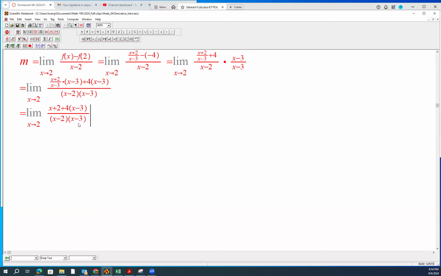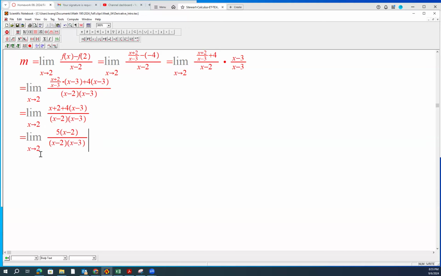And you might be thinking, can we directly substitute? And obviously not. Okay. Let's reduce the numerator. On the numerator, we're going to open up the parentheses, 4x minus 12. And so this is going to make it 5x minus 10, right? 5x minus 10 can be factored. We factored out the 5. So that becomes 5 times x minus 2.